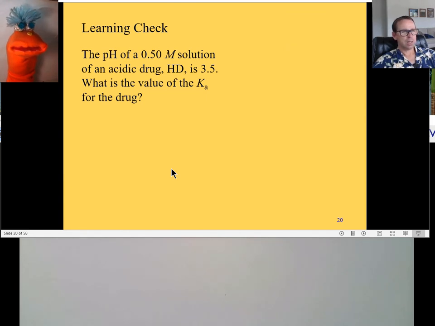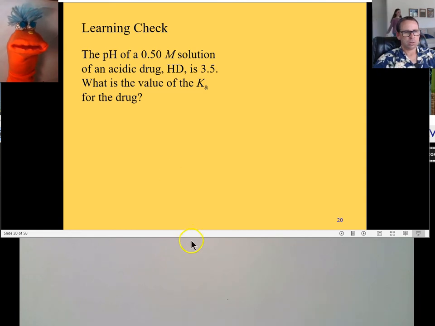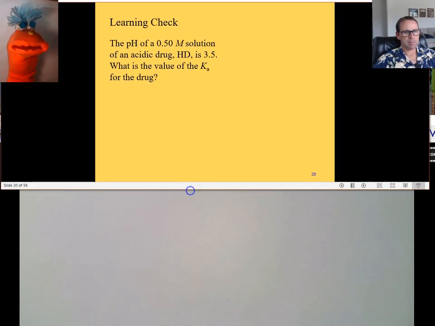Here is a solution of an acidic drug. Its pH is 3.5, and we would like to know the equilibrium constant associated with the dissociation of this drug. Let's see if you guys can take a stab at this one.